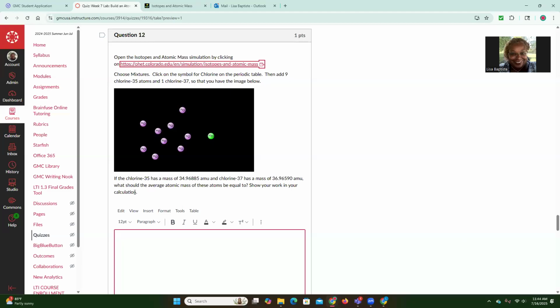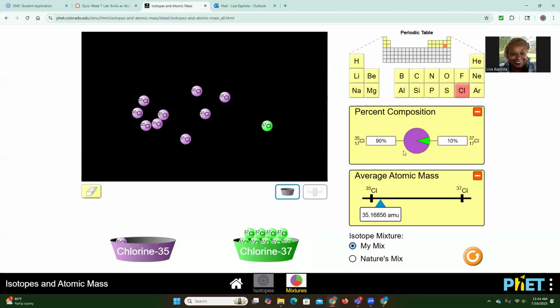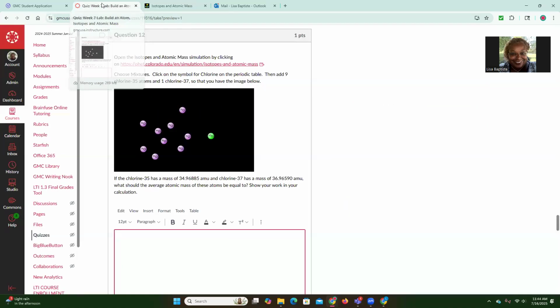Now you want to answer the question: what should the average atomic mass of each atom be equal to? Show your work in the calculation. This is your average mass. When we're looking at how to do the calculation, chlorine-35 has a mass of 34.96885. Chlorine-37 has a mass of 36.96590. And we're looking at the average mass.